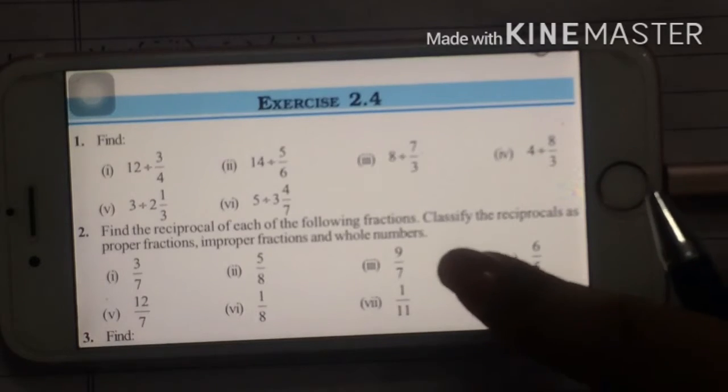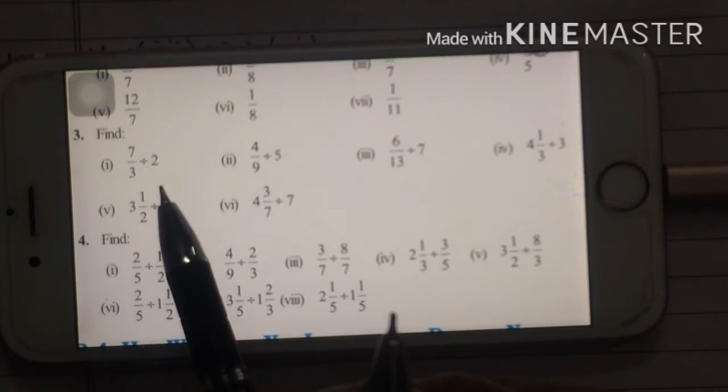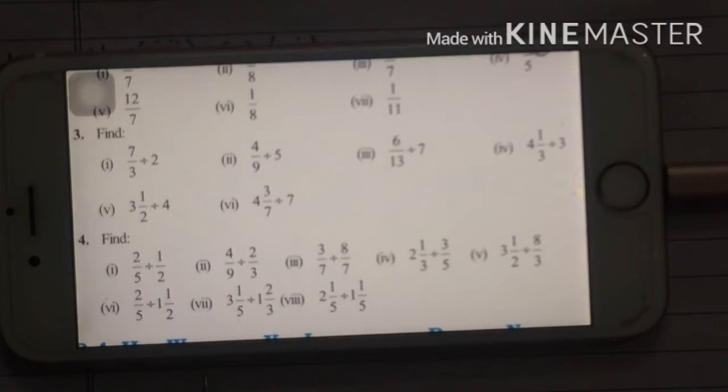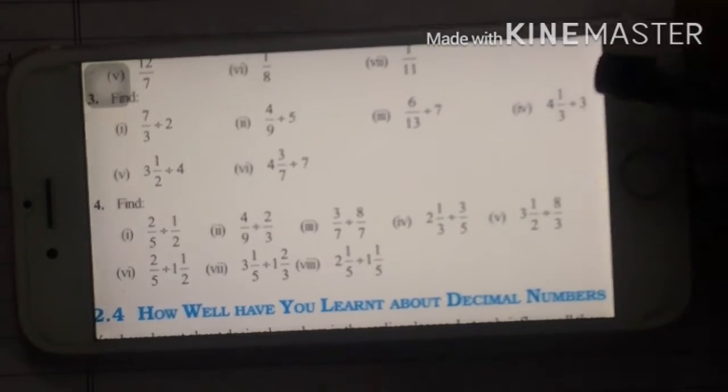And then we proceed to question number 3. Question number 3 is the opposite. We have a fraction, then we have a whole number. It's like they have changed places. And then finally we have to divide two fractions. But the method is the same. The steps will be exactly the same that we use in these 3 questions. So question number 1, 3rd and 4th. These 3 questions are all the same.